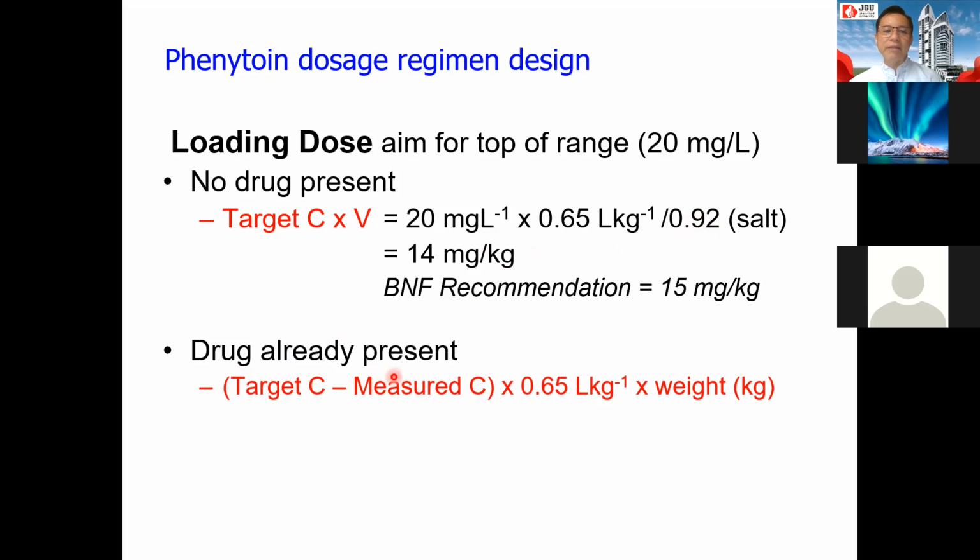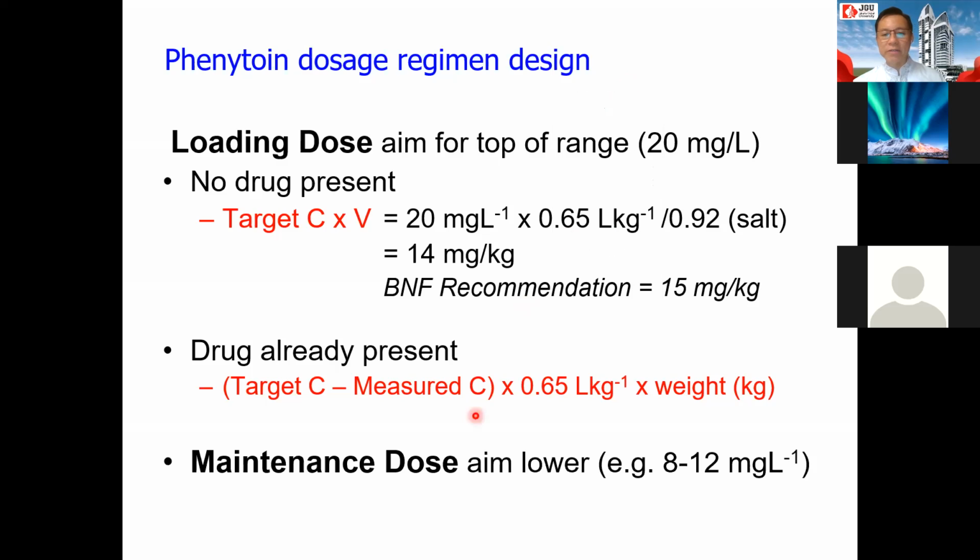If the drug is already present, meaning you already have the drug but it's not enough, you want to top up, so your target concentration minus the measured concentration. Let's say you measured 10, which is not enough, you want 15, so 15 minus 10. We call it the top up dose. For the maintenance dose, aim lower, 8 to 12.